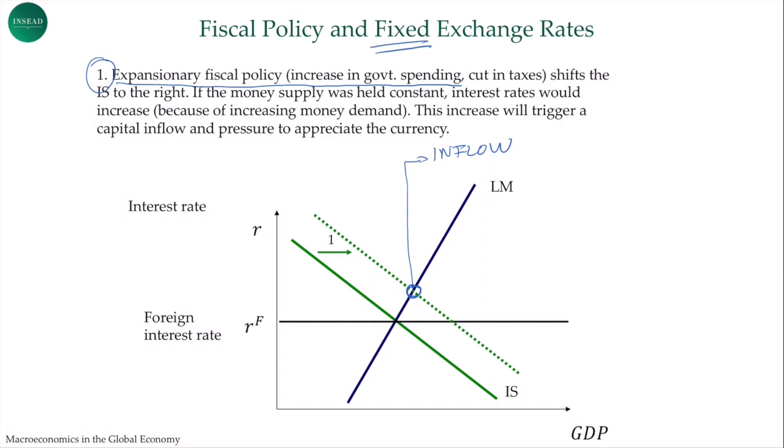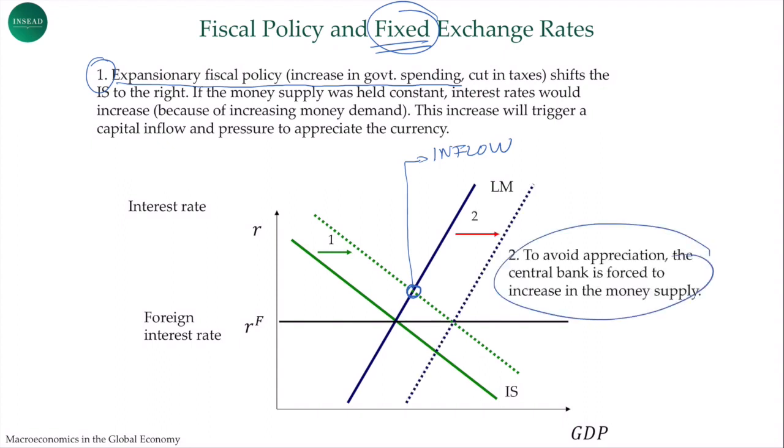But here we have fixed exchange rates, remember. The central bank cannot let this happen. What does the central bank do? They sit on the other side of the market, avoiding the appreciation of the currency. How do you do that? All this demand for our local currency is going to be met by the central bank, which is going to increase the money supply to ensure that the price of our currency doesn't go up. But an increase in the money supply is going to shift the LM to the right. We end up in the new equilibrium where all the three lines intersect.